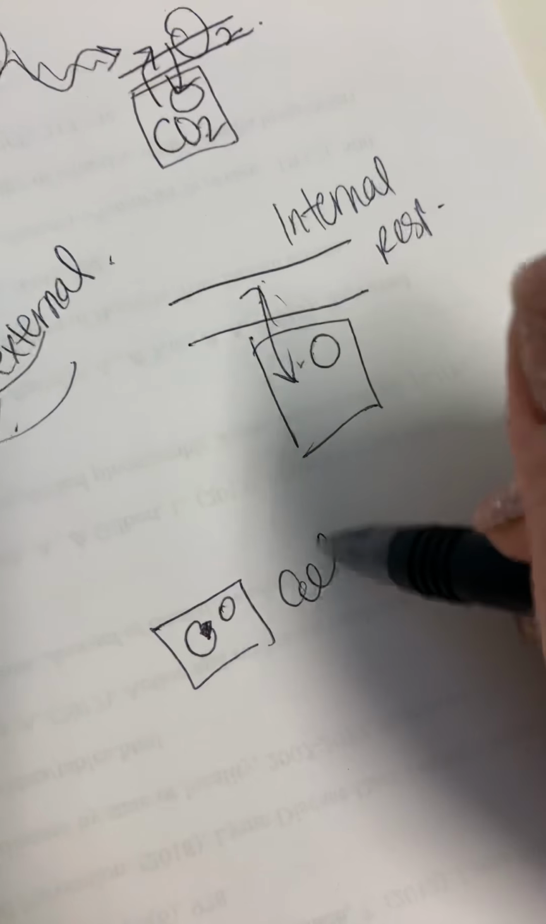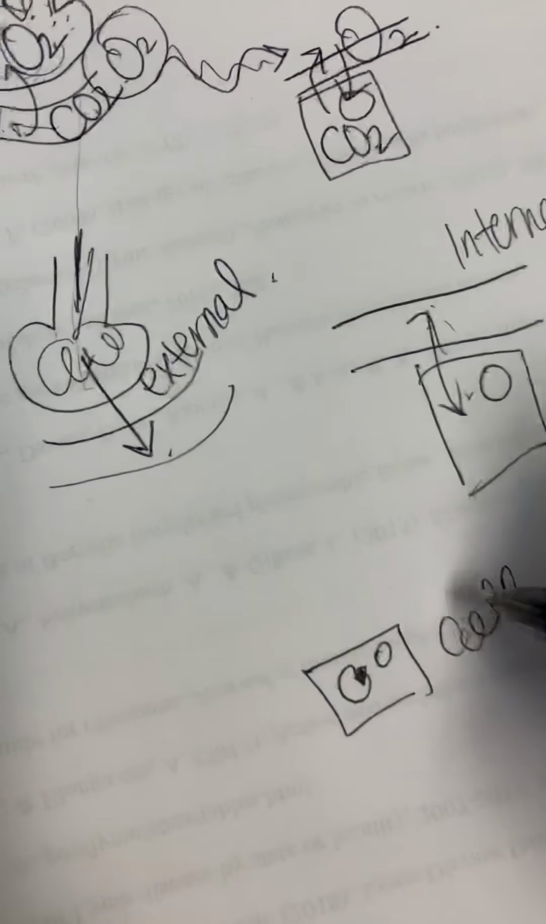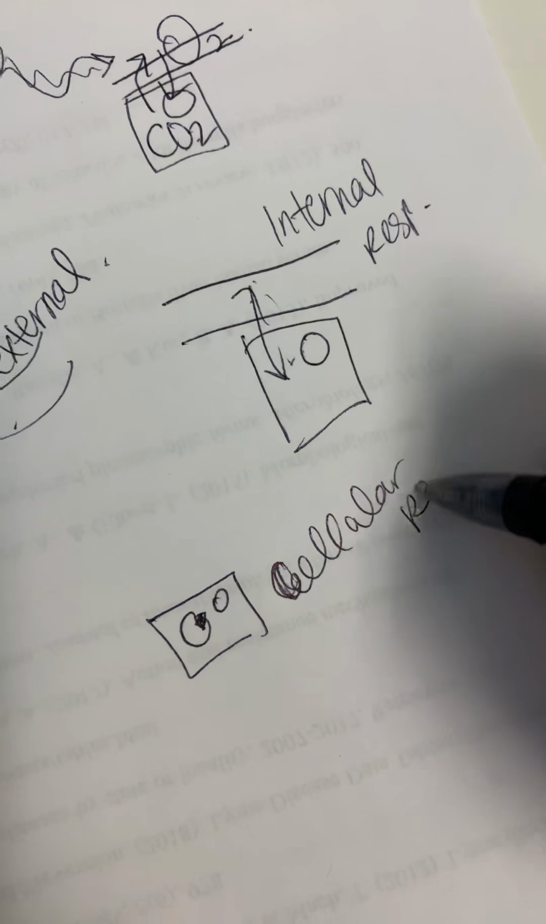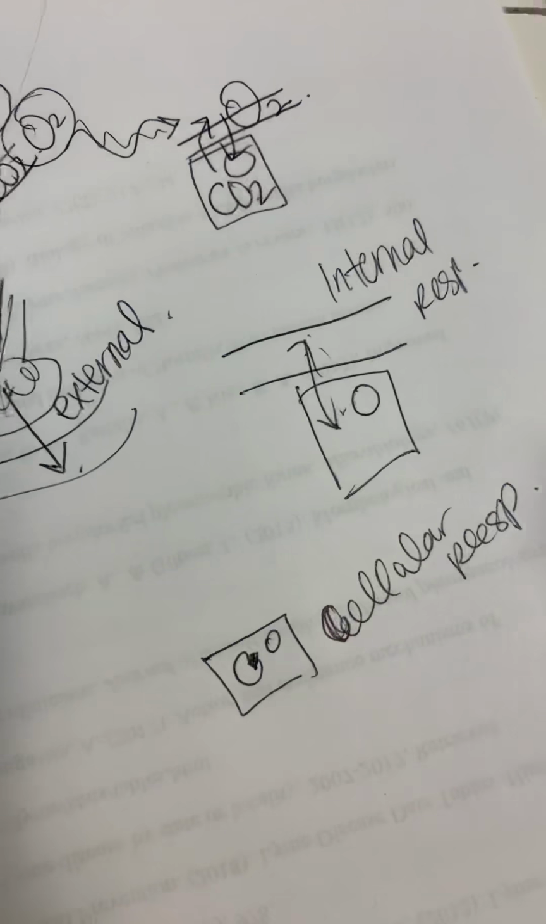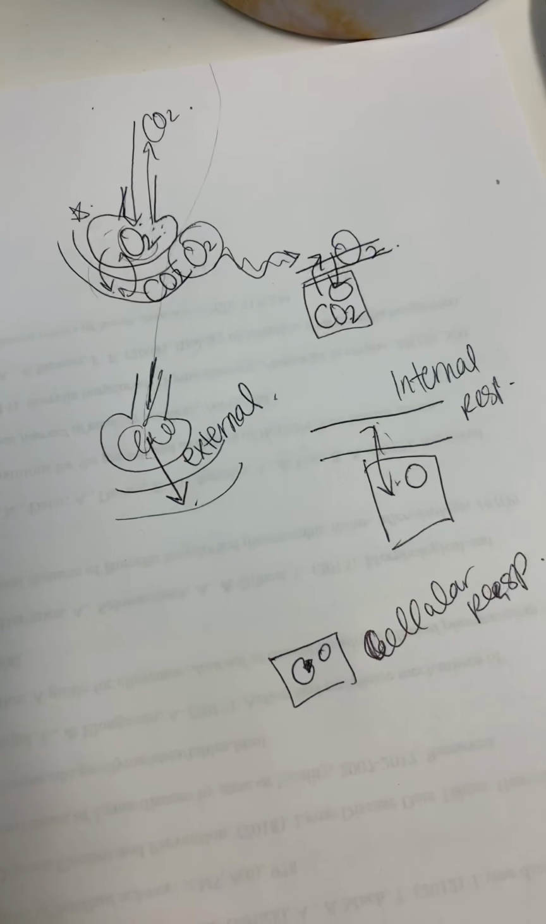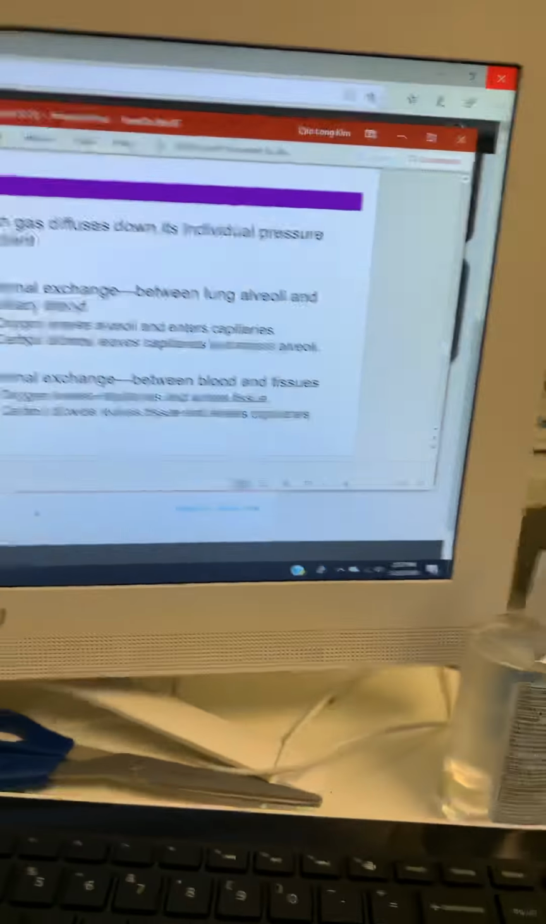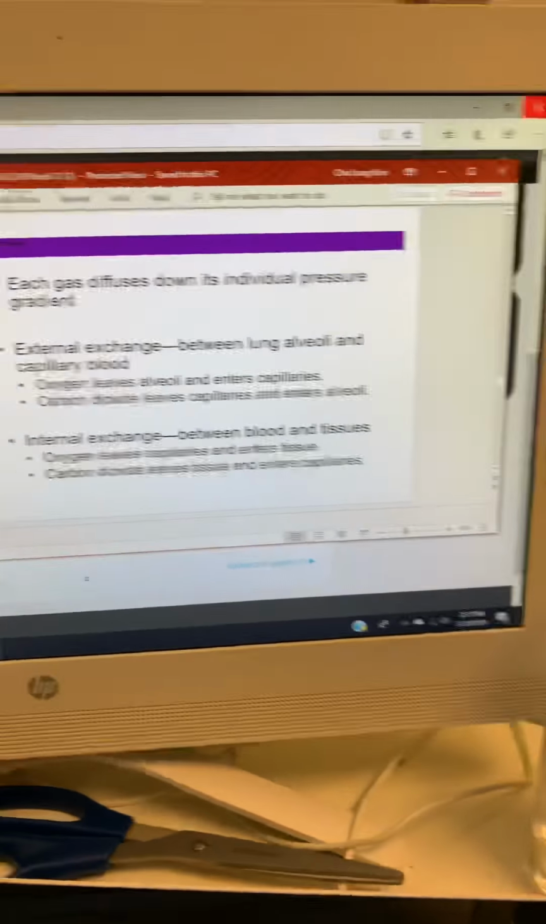Now, the third level is when there's gas exchange happening within the cell itself, and that is called cellular respiration. Okay, so there's that. Now, moving forward, let's move on.